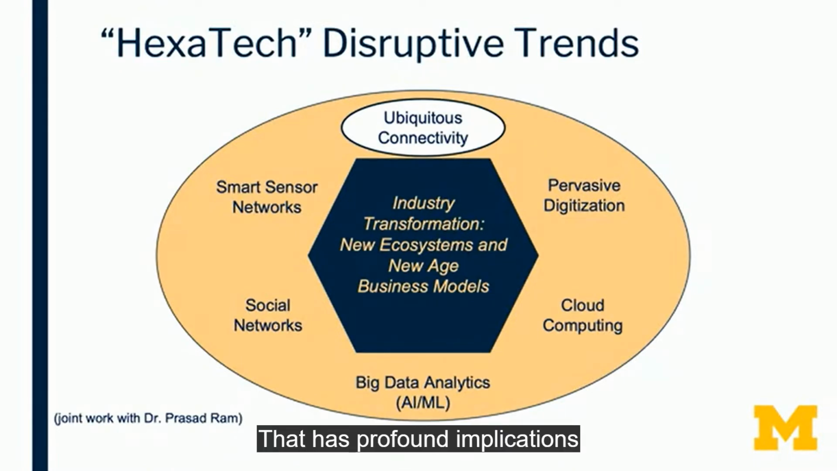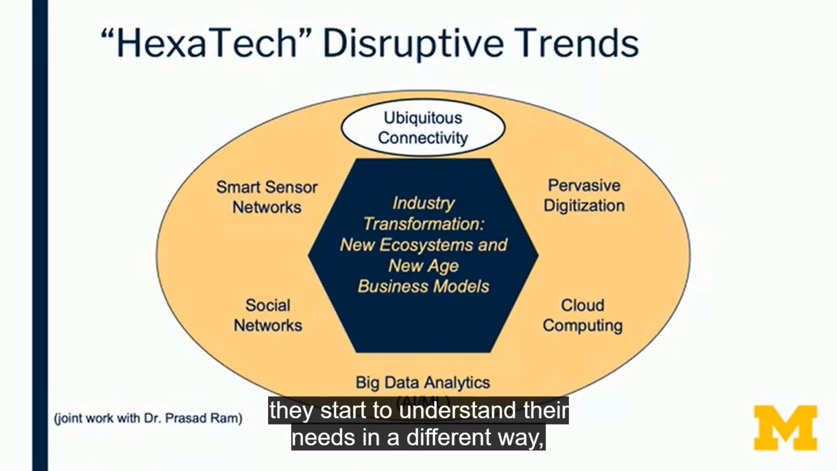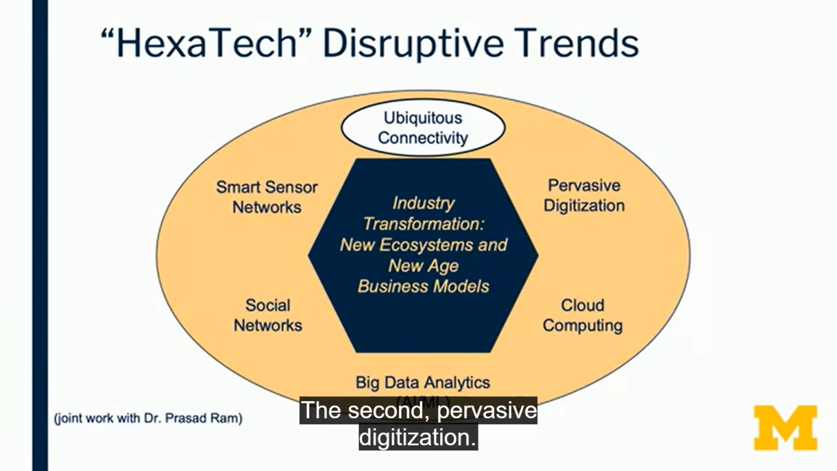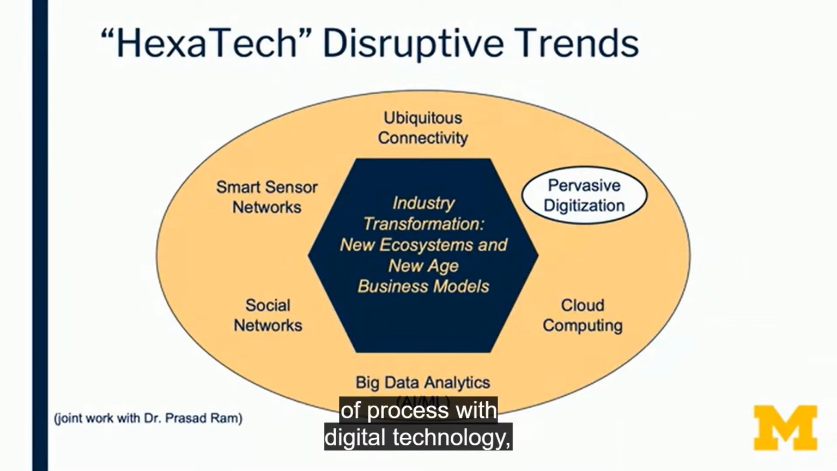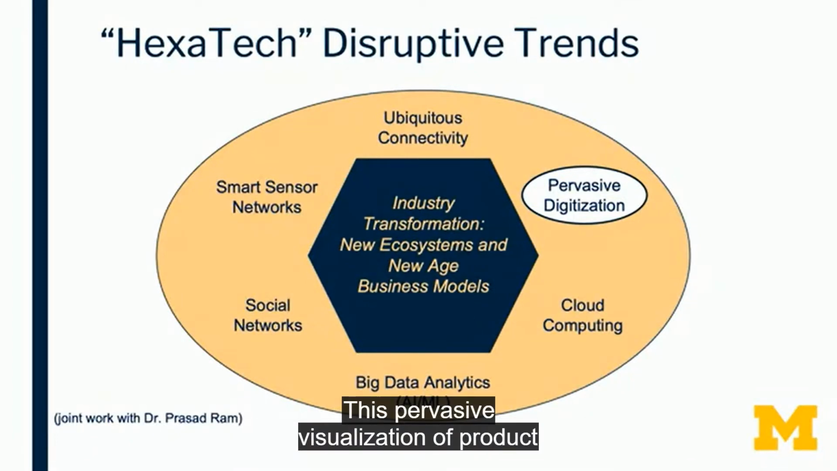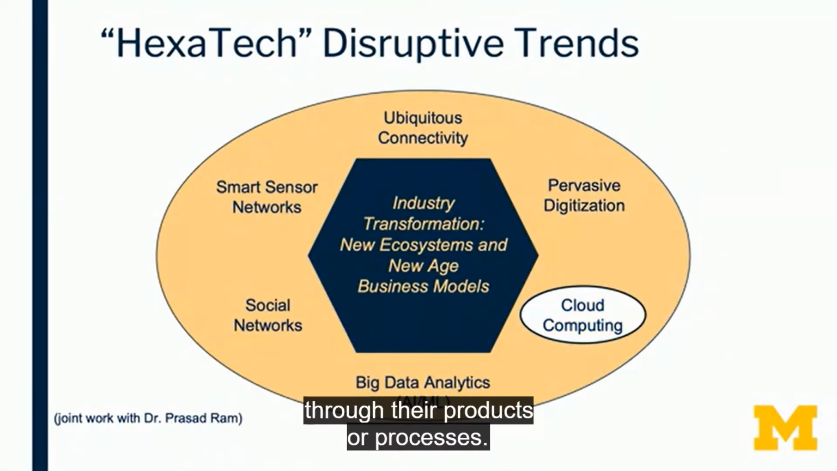And that has profound implications, because when people are connected, they are more informed. When consumers are more informed, they start to understand their needs in a different way. And that begins to have implications for manufacturing. The second, pervasive digitization. By pervasive digitization, I don't just mean the automation of process with digital technology, but more interestingly, the embedded intelligence that is coming into both products and processes. And this is now enabling manufacturers to connect with consumers in multiple ways through their products or processes. Third, the emergence of cloud computing.